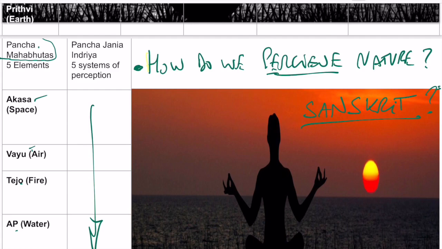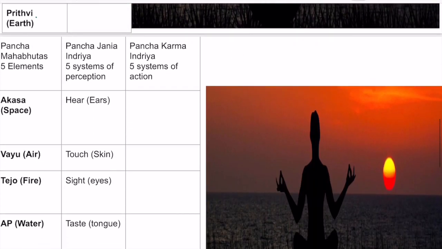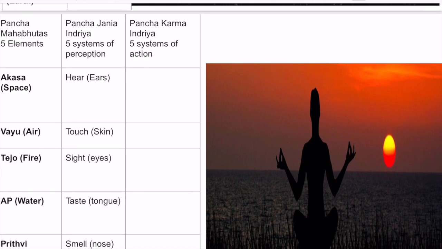And the Pancha Jnanendriya are the systems of perception. So this was written in these words. I am just translating them to English for you to understand better. So once we understand how we perceive, we look into how we act. So the question here is, what can we do with the energy that comes into our body-mind system through the senses?